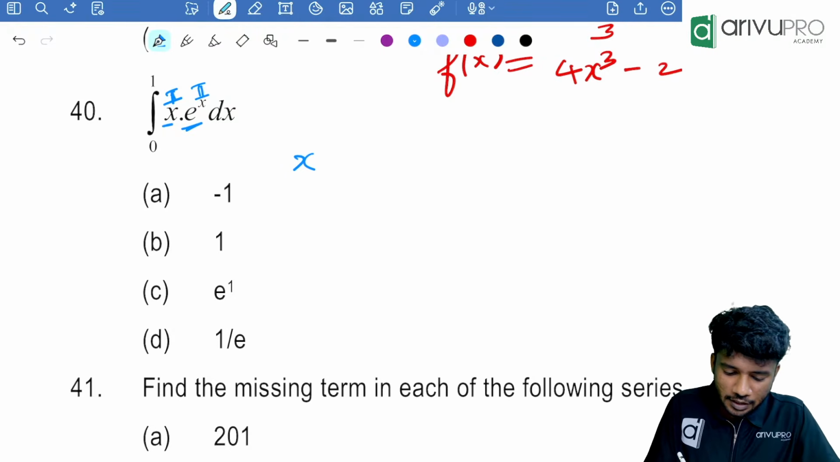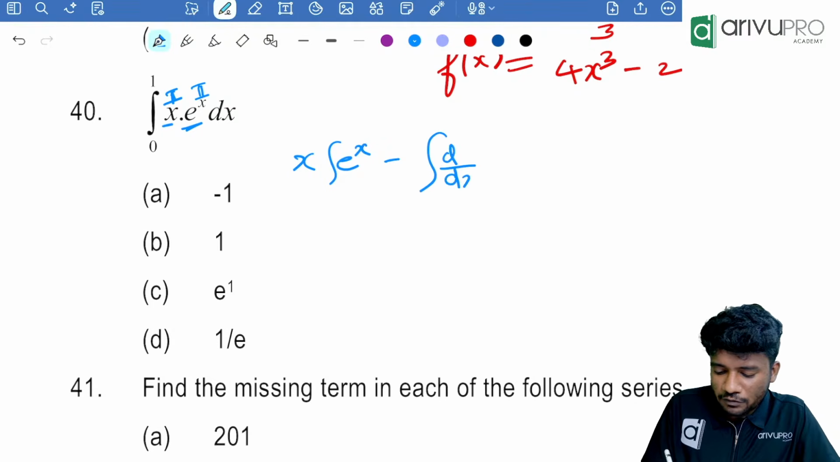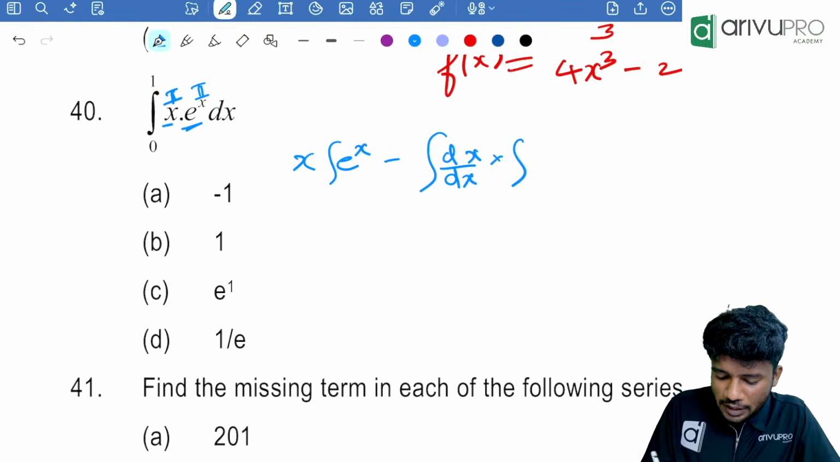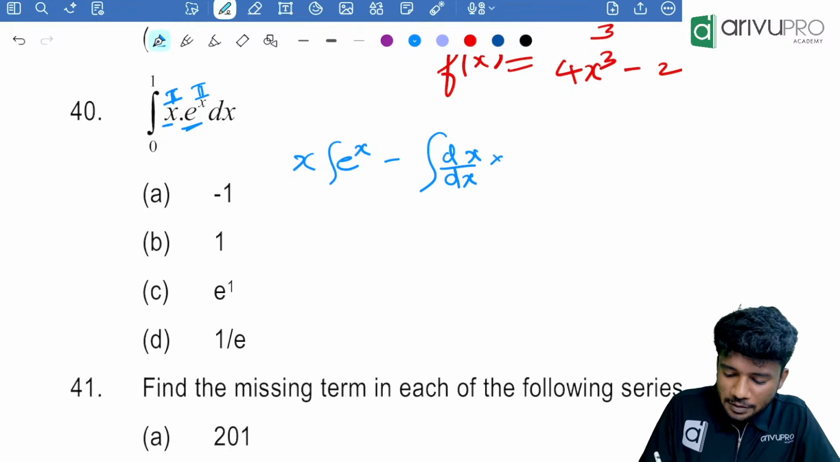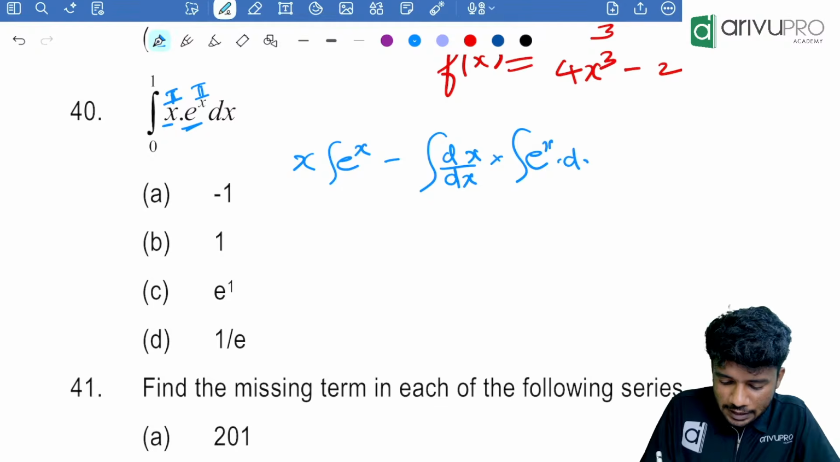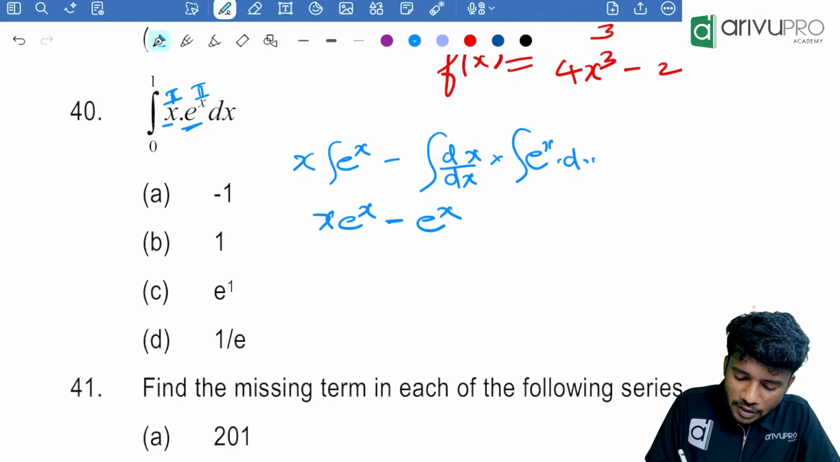First term into integral of the second term, minus integral of the derivative of the first term into integral of the second term. Integral of the second term is nothing but integral of e raised to x dx. That will become x e raised to x minus integral of e raised to x, which will become e raised to x.